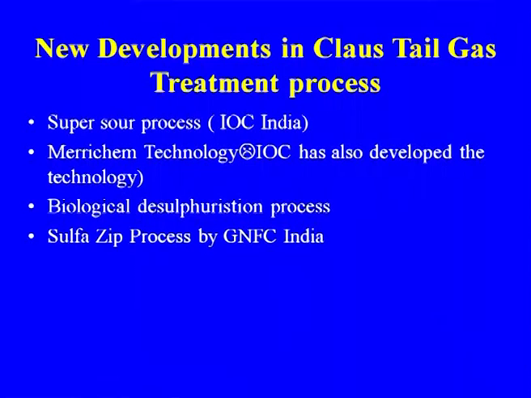Then another process which has been developed by Indian Oil Corporation in India, that is the R&D center. They have developed this process, and I'll be discussing it also. Medichem technology has also been developed by IOC. Biological desulfurization process, that is the bioabsorption process. Sulfur G process, that is by the Gujarat Narmada Fertilizer Corporation in India. So they are using this process, Sulfur G process, for removal of the sulfur compound.